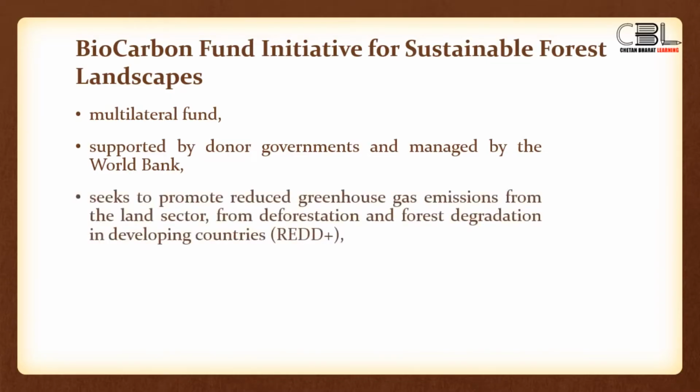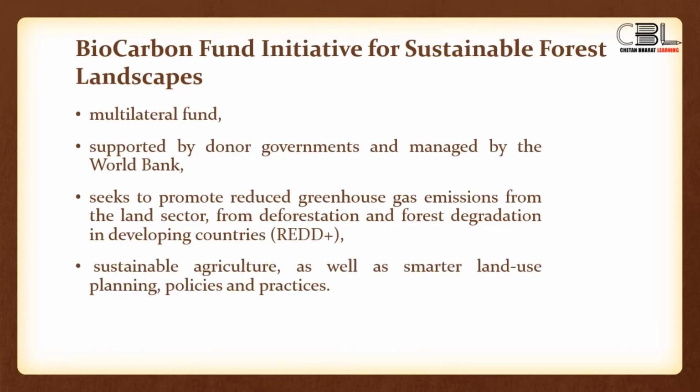And what is the aim of it? See, every fund that is launched has a certain objective. The objective of Biocarbon Fund is twofold. The first objective is it seeks to promote reduced greenhouse gas emissions from the land sector. How? Through REDD+. See, from the land sector, greenhouse gases are emitted due to deforestation or forest degradation, especially in the developing countries. So there is a program called REDD+, and Biocarbon Fund Initiative for Sustainable Forest Landscapes is related to that. Second is to promote sustainable agriculture as well as smarter land use planning policies and practices.